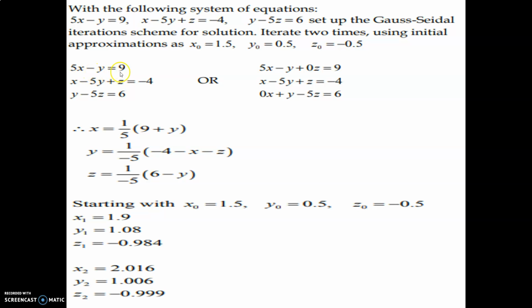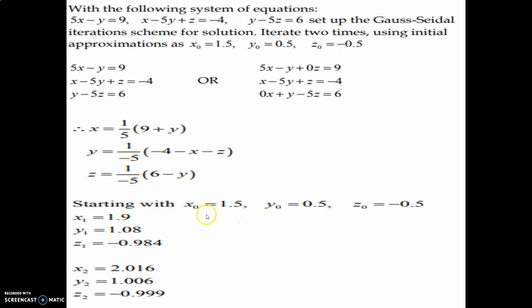So 5x minus y equal to 9, x minus 5y plus z equal to minus 4. Linearly we have to write 5x minus y plus 0z equal to 9, x minus 5y plus z equal to minus 4 and 0x plus y minus 5z equal to 6. Now x is equal to 1 upon 5, 9 plus y; y is equal to 1 upon minus 5, minus 4 minus x minus z; z is 1 upon minus 5, 6 minus y.